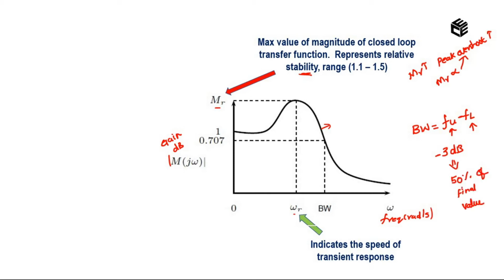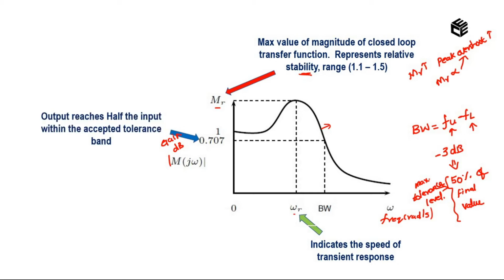The output power will be 50% of the final value, so we can say that this is the maximum tolerance level. In order to find this upper cutoff frequency and lower cutoff frequency, we have to take a 3 dB bandwidth from the resonant peak. In other words, we can explain bandwidth as the ability of the system whose output reaches half the input within the accepted tolerance band.